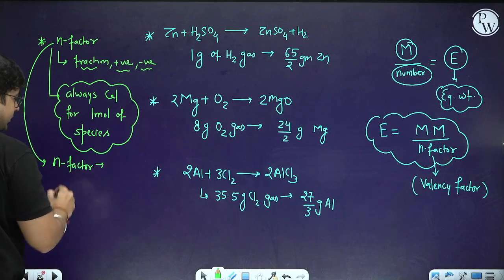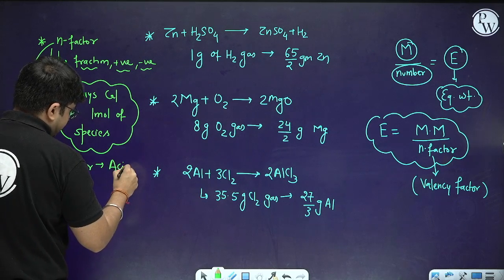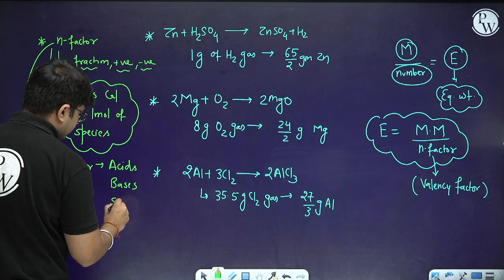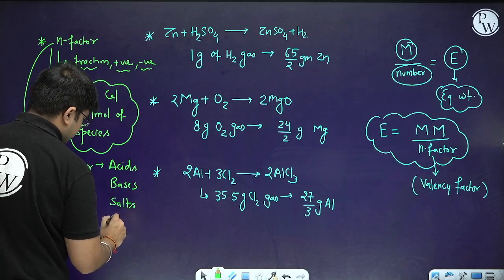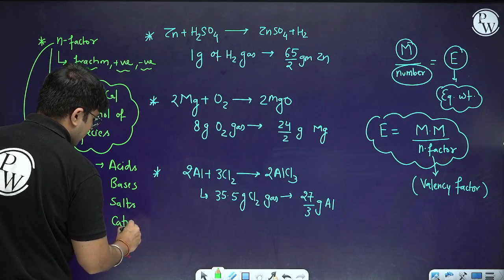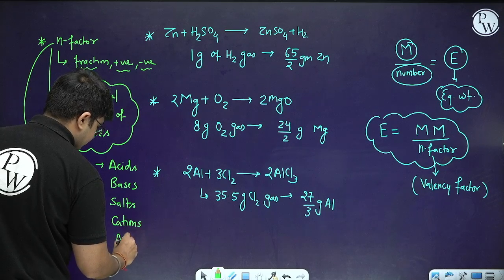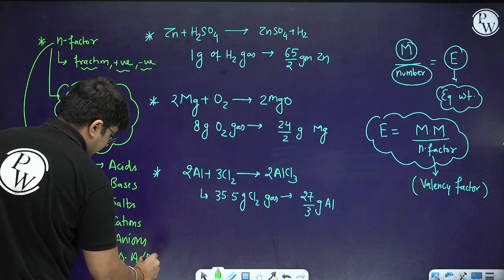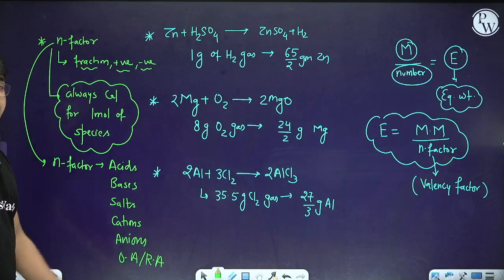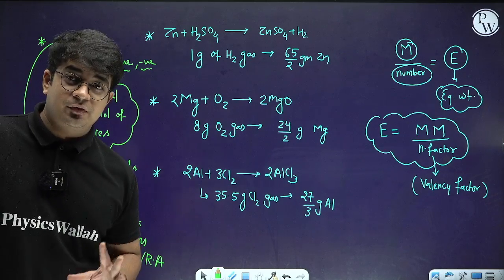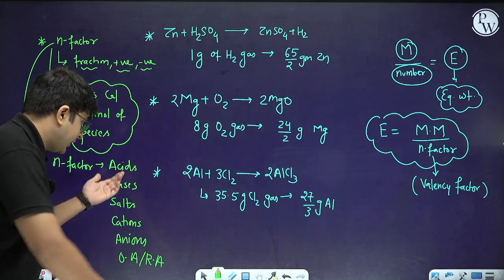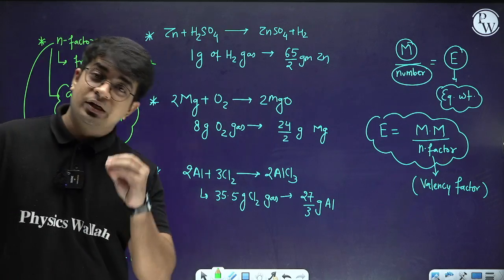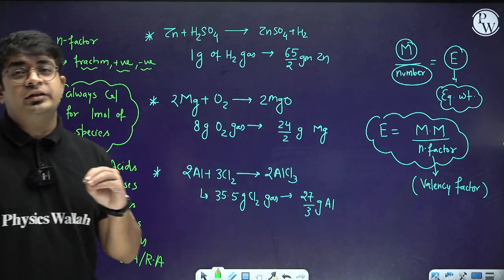N factor can be calculated for acids, bases, salts, cations, anions, oxidizing agent, reducing agent. You can calculate it for any type of species, which can be acid, base, salt, cation, anion, oxidizing agent, as well as reducing agent. So, you can calculate n factor for any of the species.